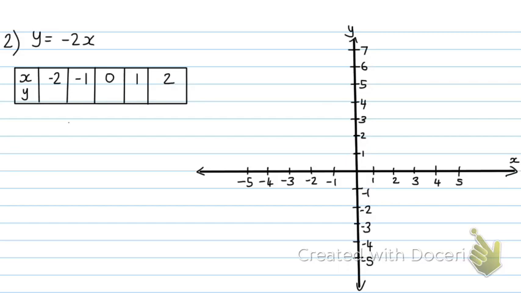Okay, then y is equal to -2x. So first I put in -2. Let's just do the first one. Y is equal to -2 times -2, which gives me 4. So the first value in my table is 4. -2 times -1 is 2. -2 times 0 is 0. -2 times 1 is -2. -2 times 2 is -4.